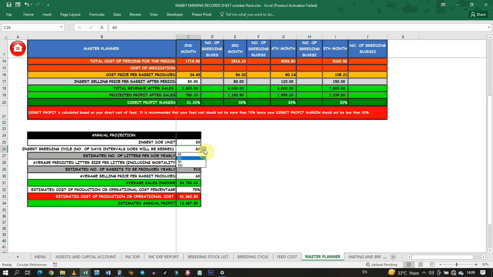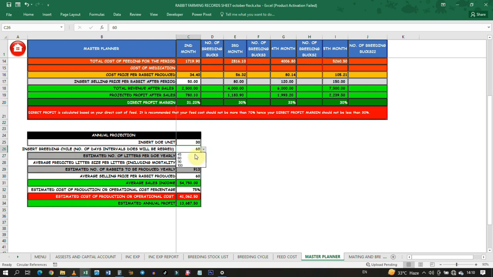So this is your breeding. You can select 90 days. So the estimated number of litters per doe yearly, which means that every doe is going to give birth 4 times based on this plan. If you choose 60, which is every 2 months, the rabbit should give birth, which is a very stressful plan. If you don't have a good feeding plan, you don't have very good feed, you don't go for this kind of plan.